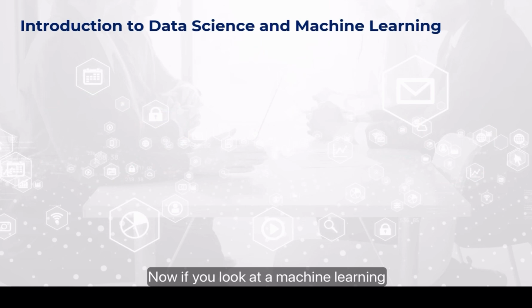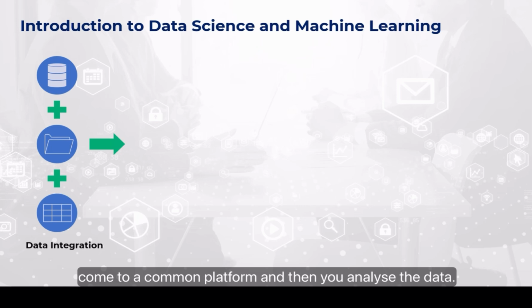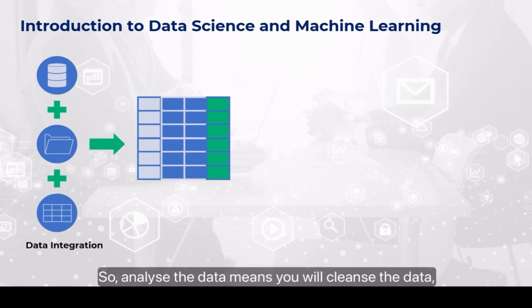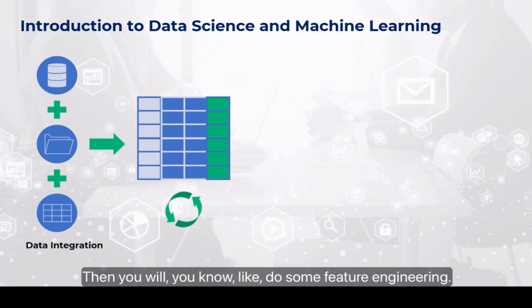Now, if you look at a machine learning or data science problem statement, it always starts with a problem statement from the business, right? Then the first step is data integration. To solve any kind of problem, the first thing you'll need is data. If data is there in various sources, that doesn't make any sense, right? You need to first create connectors which will connect to data sources, come to a common platform, and then you analyze the data. Analyzing data means you will cleanse the data, massage the data, do some transformations, then some feature engineering.